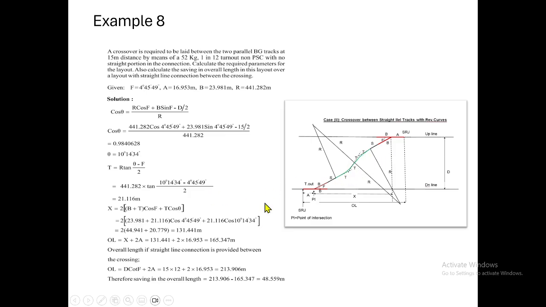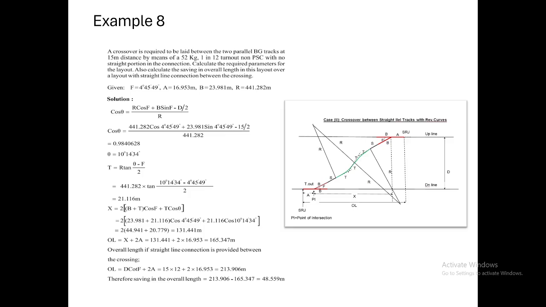Then again, we can find out the x distance. That is 2 times b plus t cos f plus t cos theta. Substituting all the values, we know b, we know t, cos f, and cos theta also. So we are getting the x distance equal to 131.441, and overall length, adding 2a to x, we got 165.347. So the total overall length in case of reverse curve, how much?